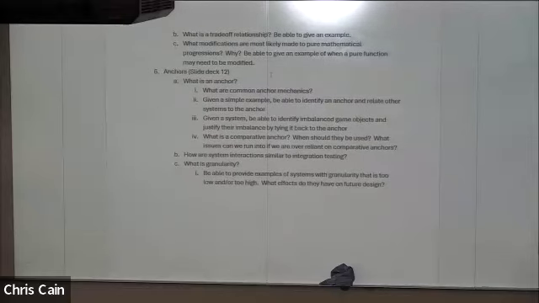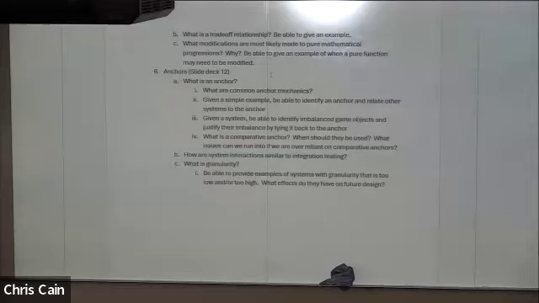And last, we talked about anchors. So broadly, what is an anchor? What are the more common anchor mechanics? With an example, be able to identify an anchor, relate other systems to that anchor. So being able to come up with something like, how is MP related to HP? If MP can be used to cast a healing spell, then MP can be converted to HP at some rate.